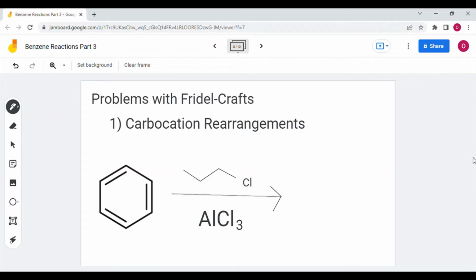So while Friedel-Crafts seemed like a pretty good reaction to add on any carbons to a benzene, there are also a couple problems with this reaction. The first main problem is carbocation rearrangements.